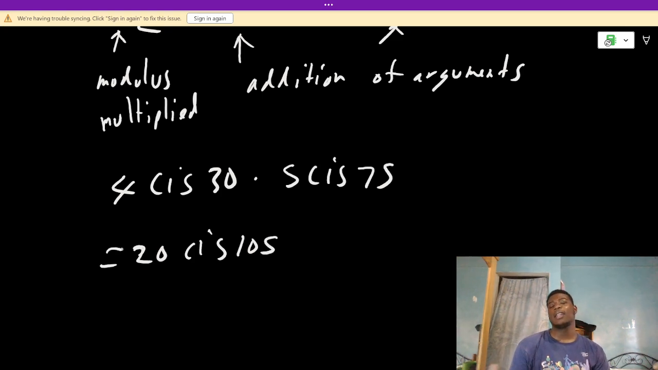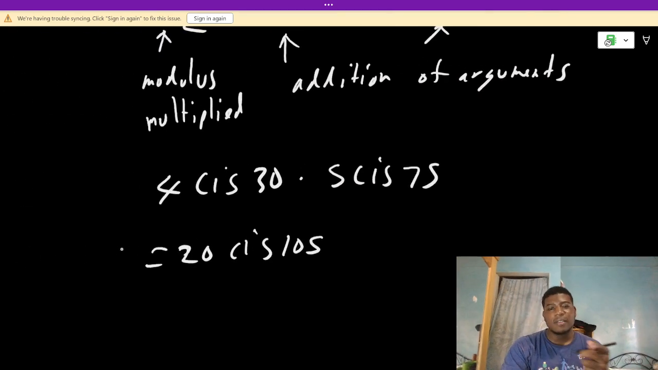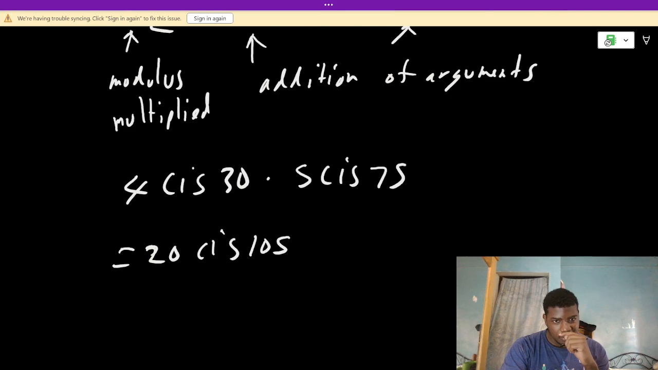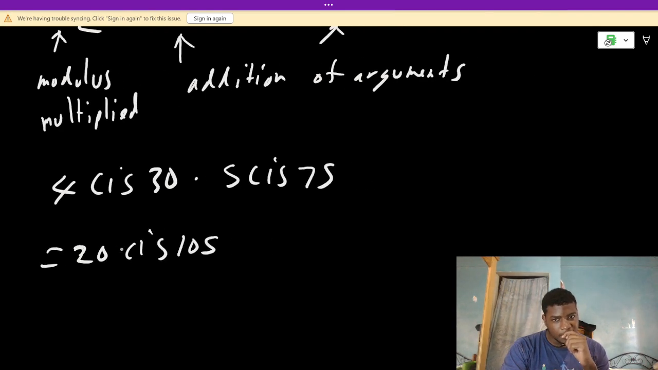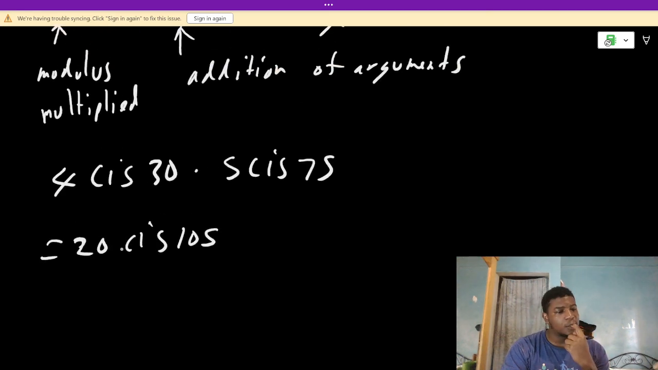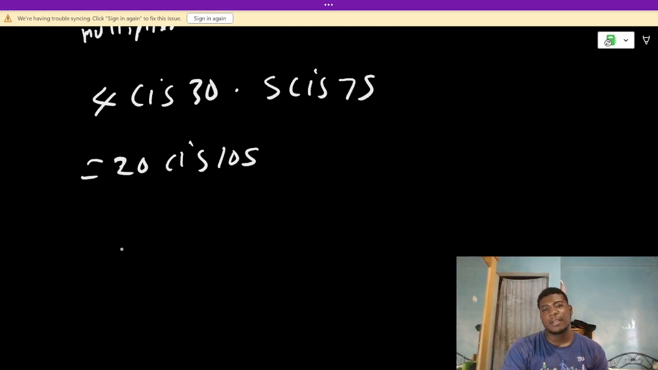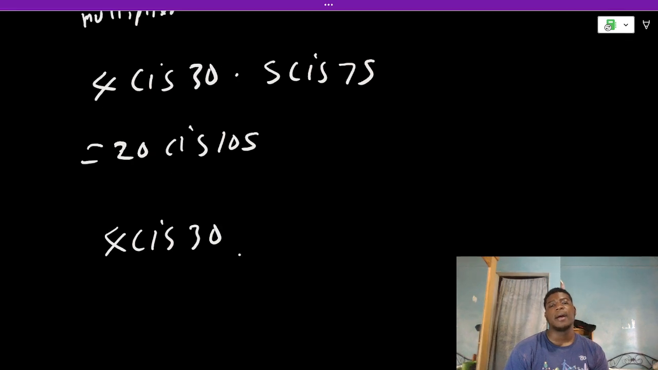You see, look at that. I didn't even have to think about that. Now say that was normal form. I don't know, let's get a good example. What would be a good example? I guess it's 4 CIS 30 by 5 CIS 60.